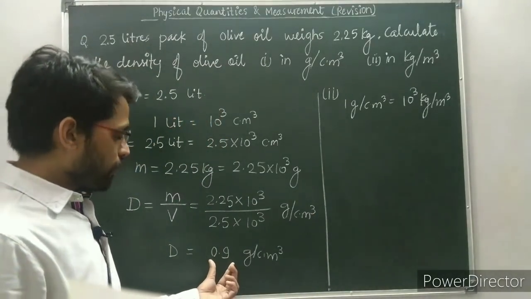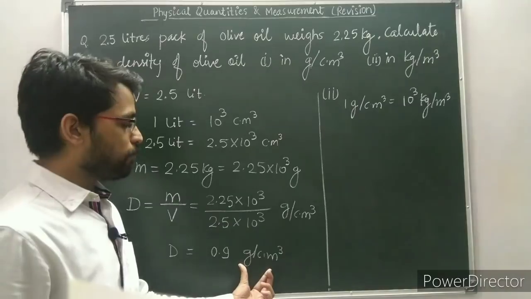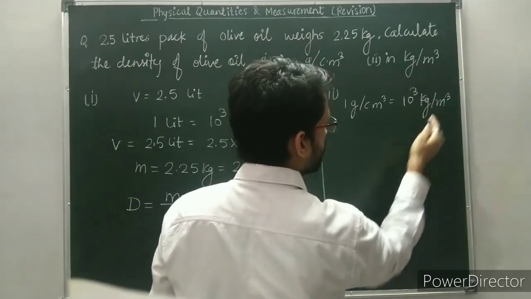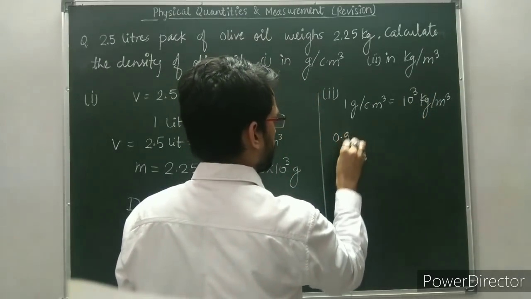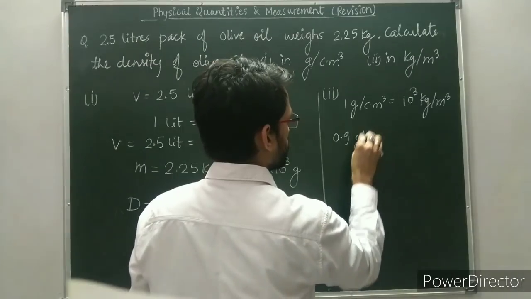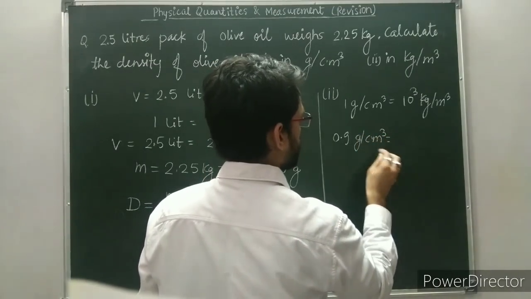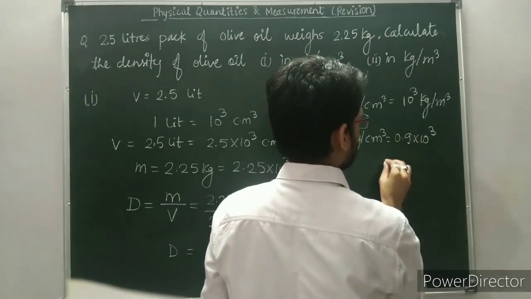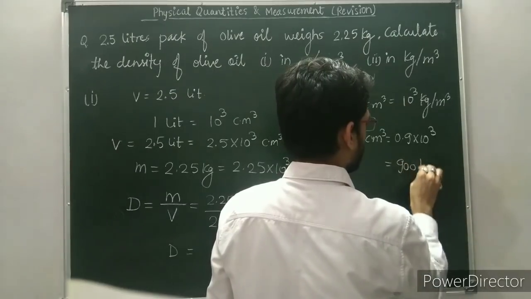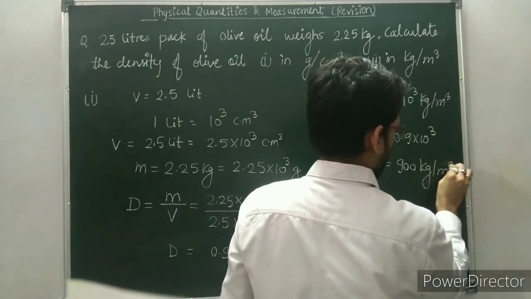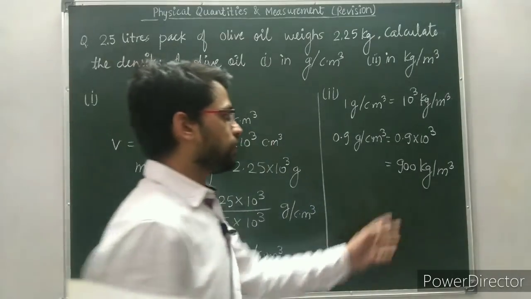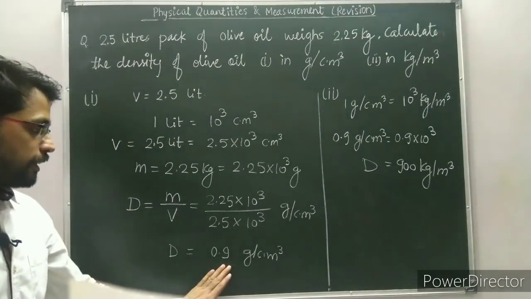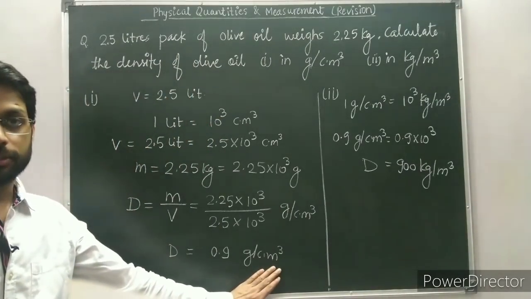Here we have to convert 0.9 gram per centimeter cubed. So 1 gram per centimeter cubed is 10 to the power 3 kilogram per meter cubed. So 0.9 gram per centimeter cubed is equal to 0.9 into 10 to the power 3, which is equal to 900 kilogram per meter cubed. So this is the density of olive oil in kilogram per meter cubed, and this is the density in gram per centimeter cubed.